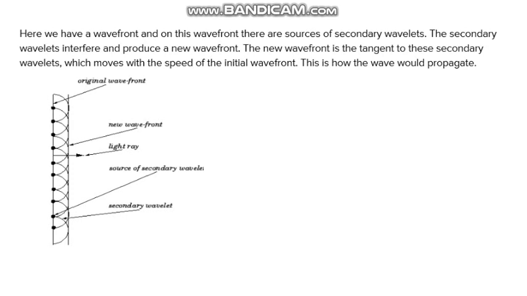So you have your first wavefront, sources of wavelets along that first wavefront that constructively interfere to produce a new wavefront. That new wavefront is then tangential to the surface of those secondary wavelets, which moves with the speed of the first wavefront.